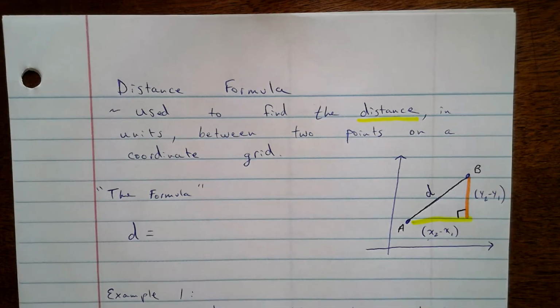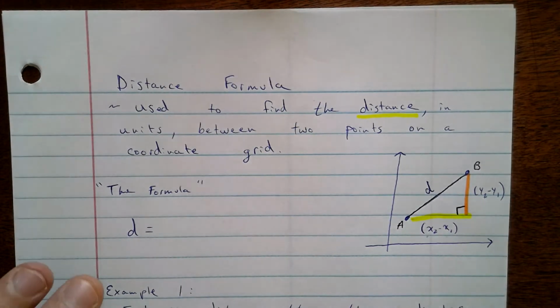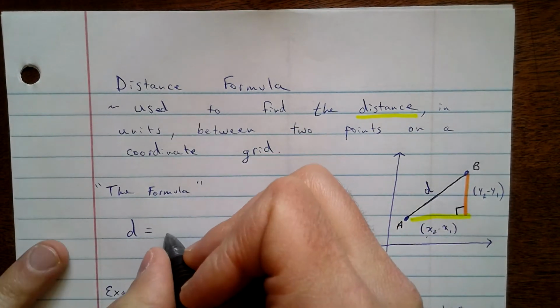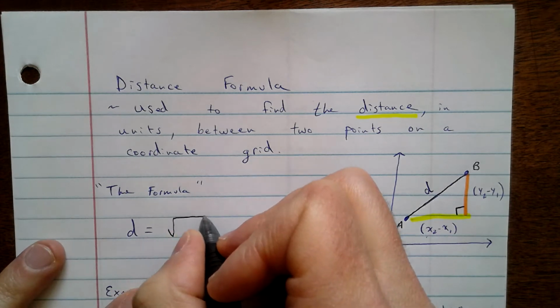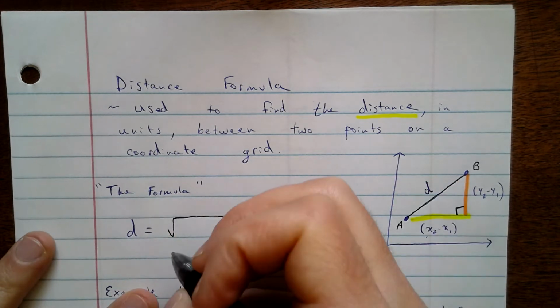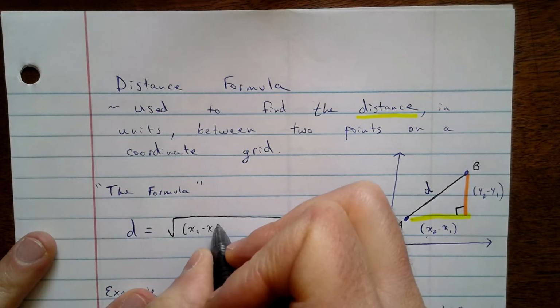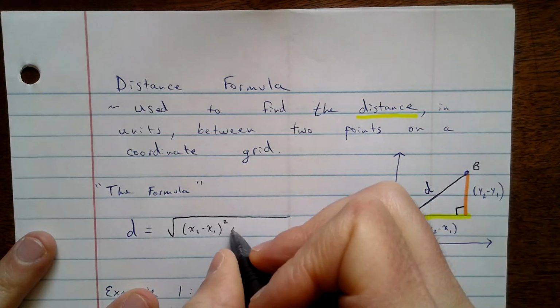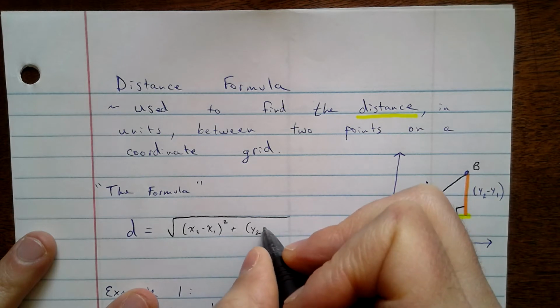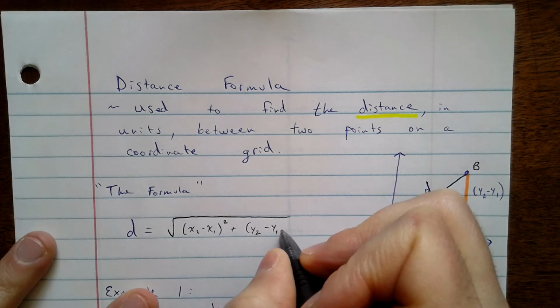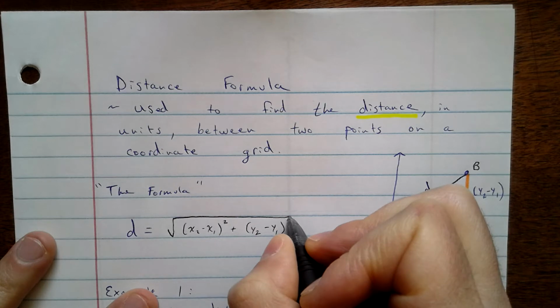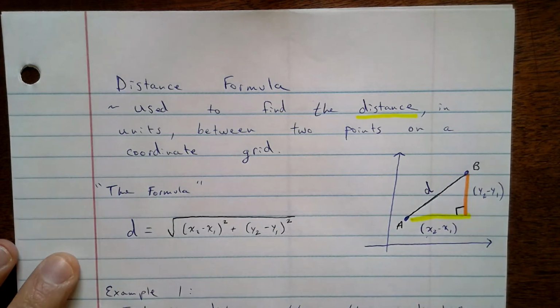So this is something you guys should be writing down. First thing, distance is equal to, it's a big long formula, so be careful here. Square root of x2 minus x1 to the second power plus y2 minus y1 to the second power. This will tell us distance between points.